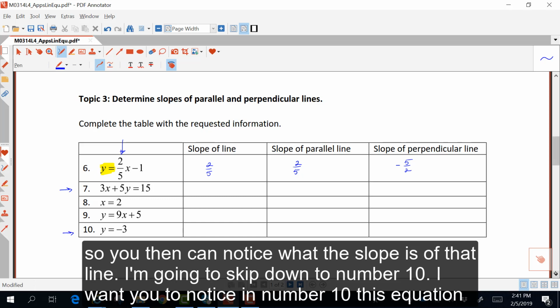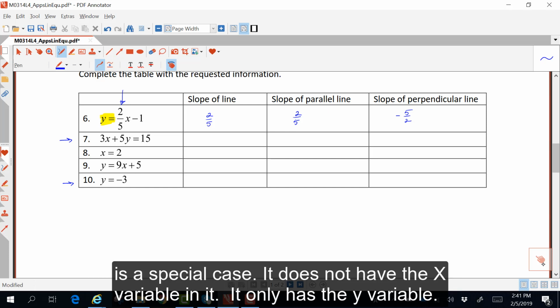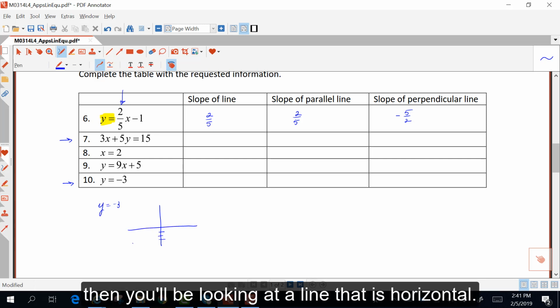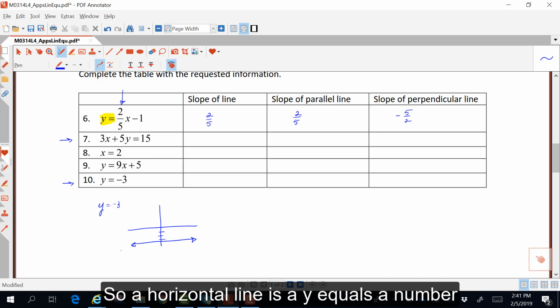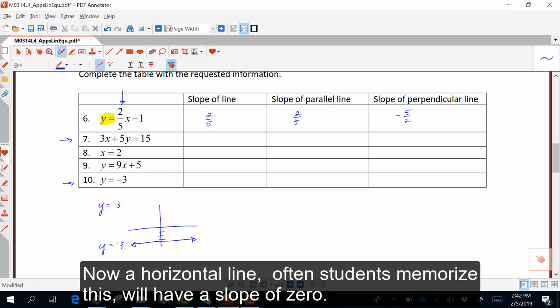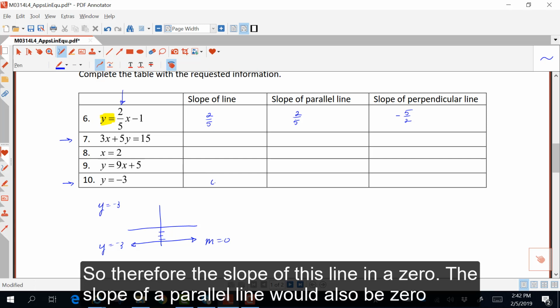I want you to notice in number 10, this equation is a special case. It does not have the x variable in it. It only has the y variable. When you have an equation of a line that only has the y variable, then you will be looking at a line that is horizontal. So a horizontal line is a y equals a number equation. Now, a horizontal line, often students memorize this, will have a slope of 0. So therefore, the slope of this line is 0.